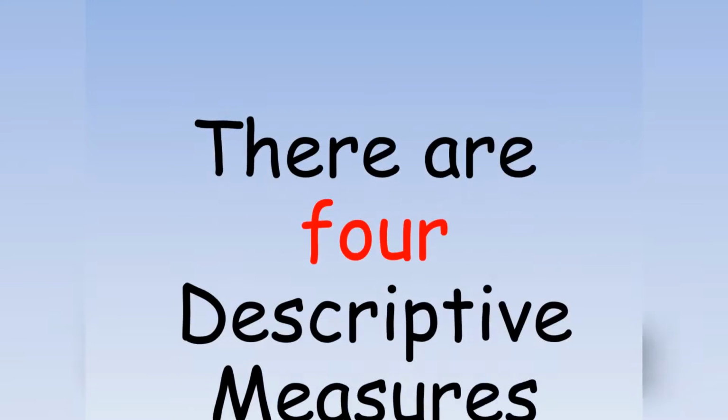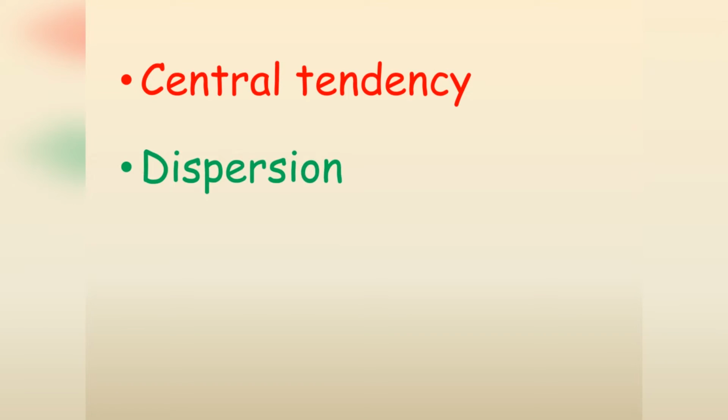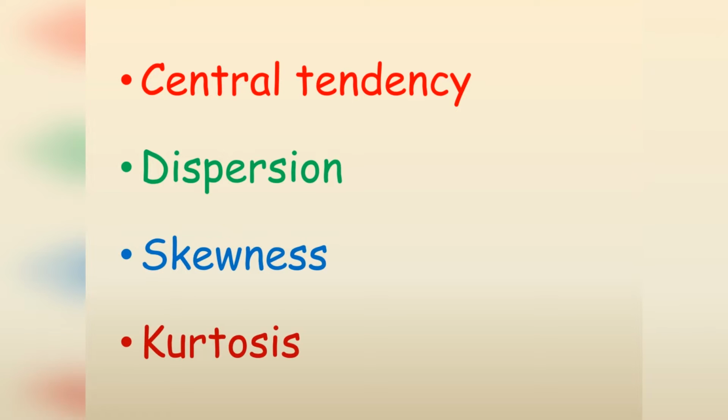There are 4 descriptive measures. They are central tendency, dispersion, skewness and kurtosis.